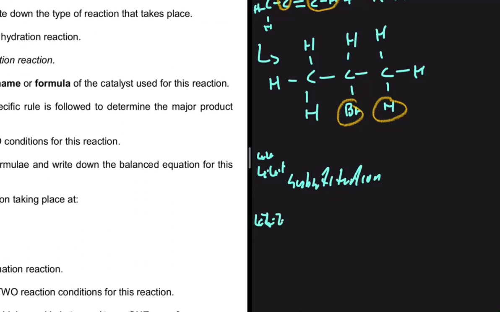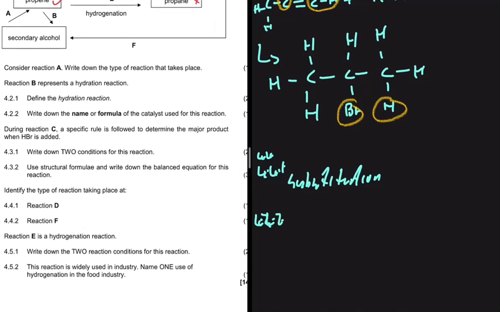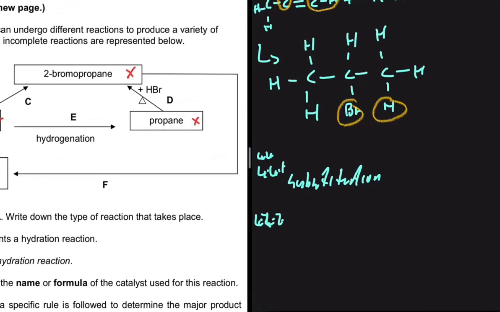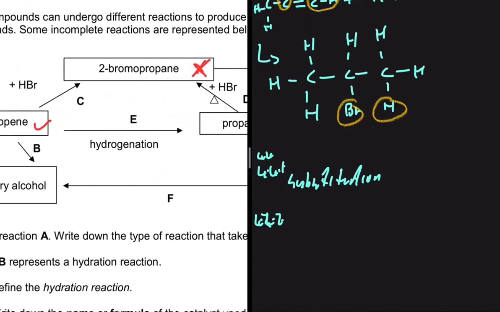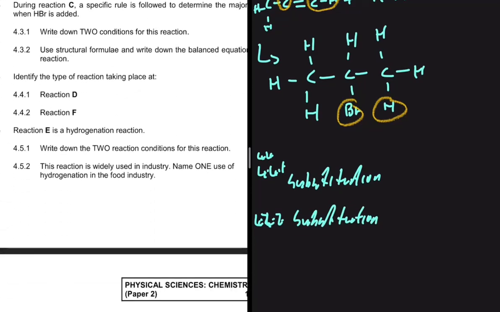4.2. Which reaction are we interested in? We are interested in reaction F. In reaction F, do we start with an alkene? The answer is no. Do we end with an alkene? The answer is still no. So again, that is a substitution reaction. It cannot be otherwise.